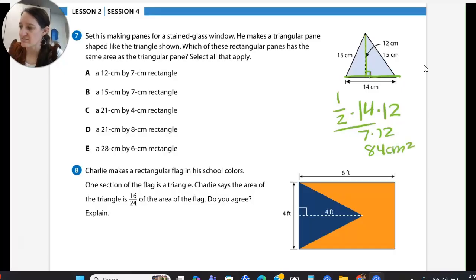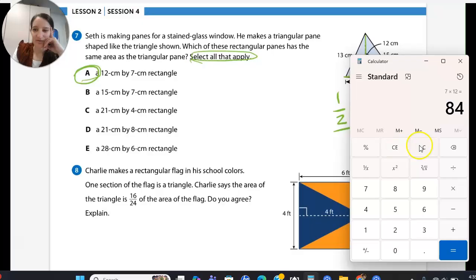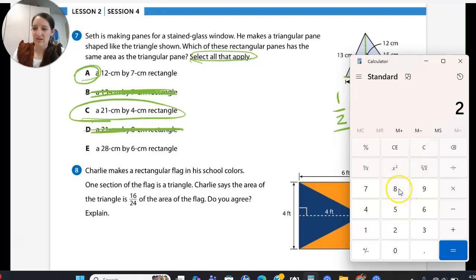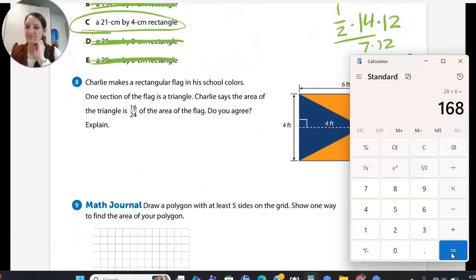Now, this one. Select all that apply. Okay, we're not done yet. Let's do some math. So 15 times 7, that one obviously would not be right if 12 times 7 works. What about 21 times 4? Yeah, that one would work. Okay, what about, so 21 times 8 wouldn't work. What about 28 times 6? Nope. All right, so A and C work.